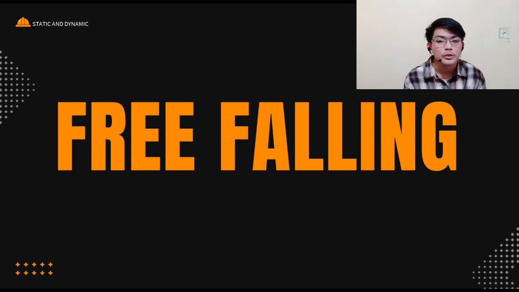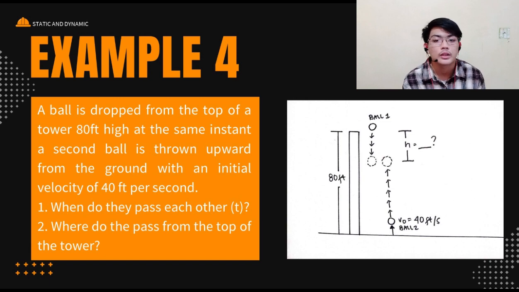Now, let's move on to free-falling objects. For free-falling, we have example number 4. A ball is dropped from the top of a tower 80 feet high. At the same instant, a second ball is thrown upward from the ground with an initial velocity of 40 feet per second. Now we are tasked to determine when they pass each other, or the time, and then where they pass from the top of the tower.